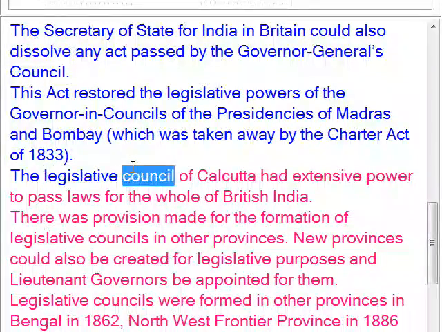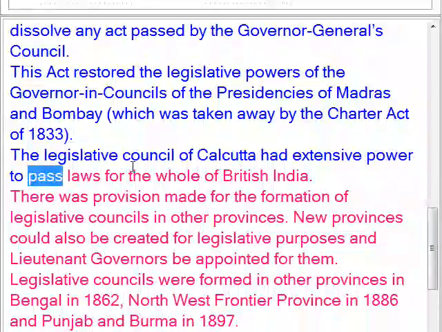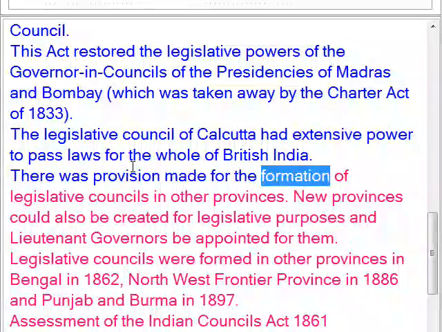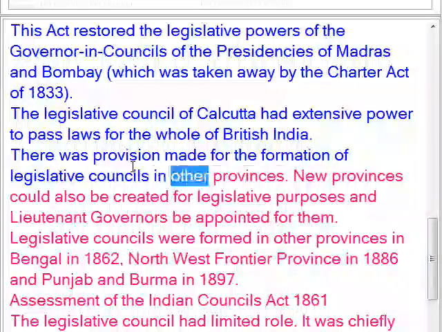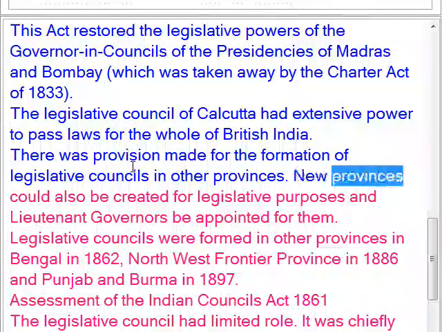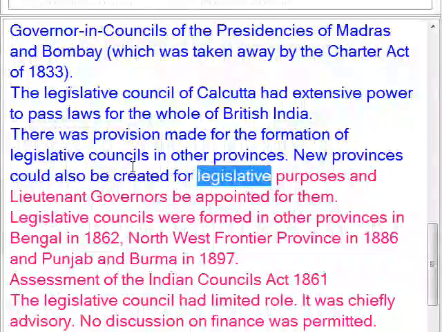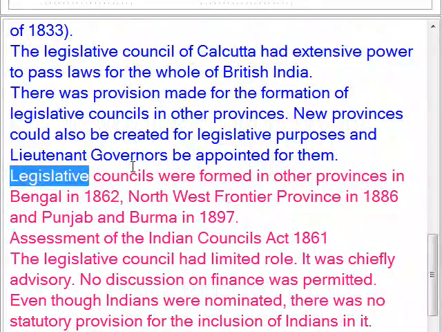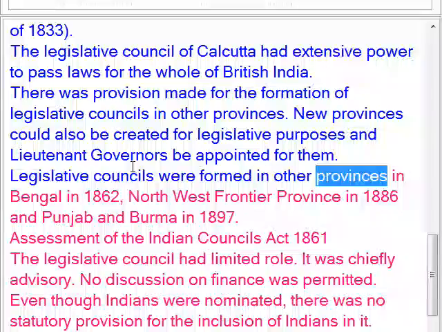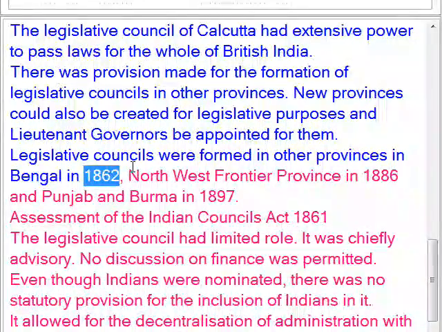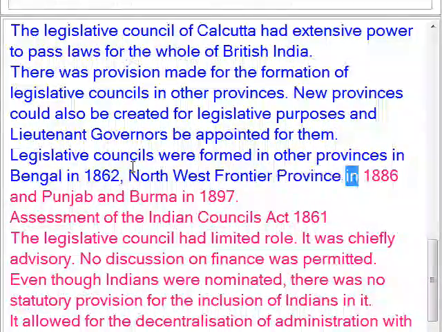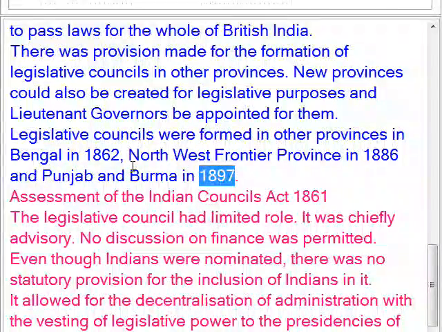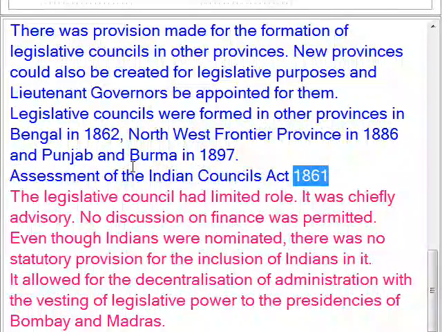The Legislative Council of Calcutta had extensive power to pass laws for the whole of British India. There was provision made for the formation of legislative councils in other provinces. New provinces could also be created for legislative purposes and lieutenant governors be appointed for them. Legislative councils were formed in other provinces: in Bengal in 1862, Northwest Frontier Province in 1886, and Punjab and Burma in 1897.